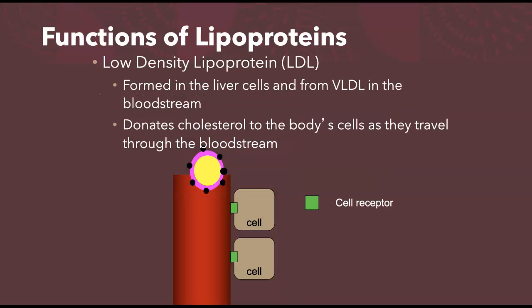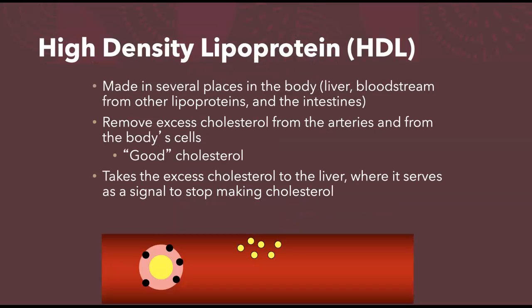The LDL, which is either formed in the circulatory system from the VLDL or made by the liver cells, travels through the bloodstream, donating cholesterol to the body cells. The body cells need cholesterol to use as a component of the cell membrane or to make steroid hormones, vitamin D, or bile. The HDL, or high-density lipoprotein, is made in several places in the body, including the liver, the bloodstream from other lipoproteins, and even in the intestinal cells.